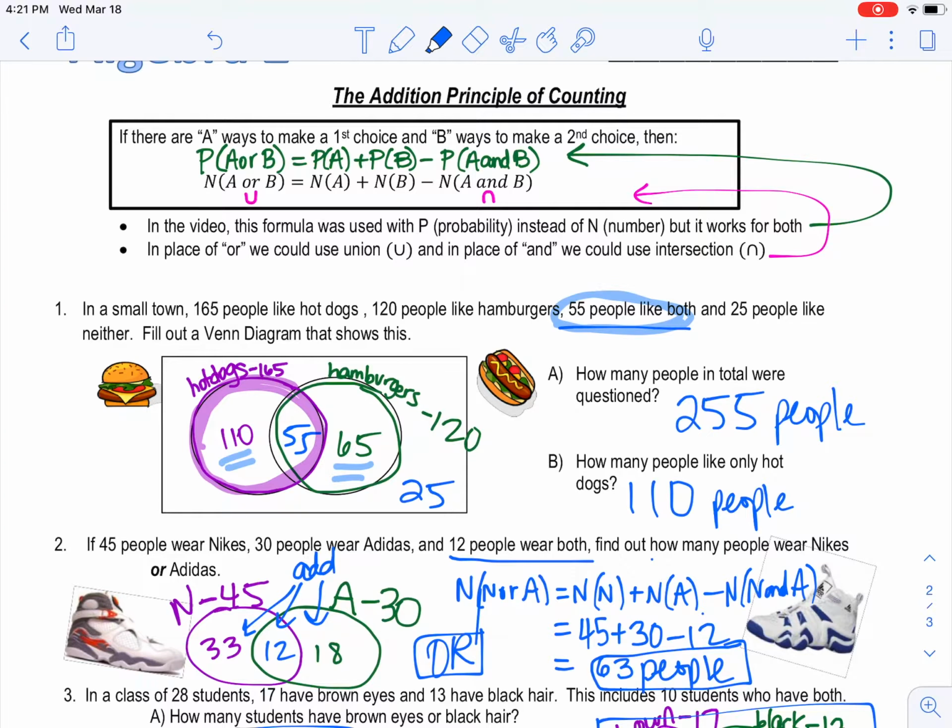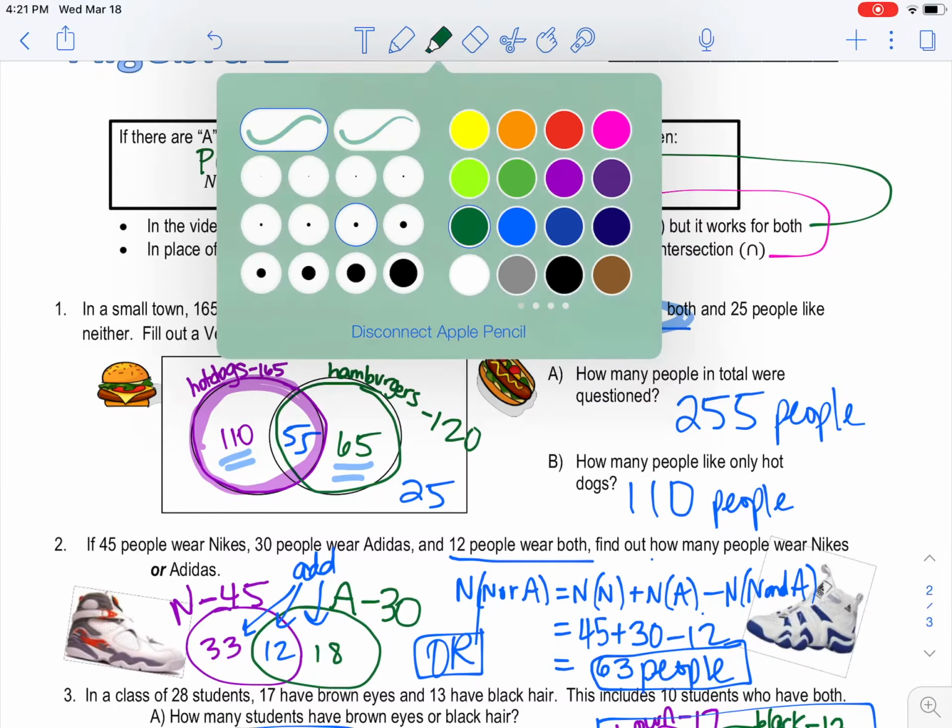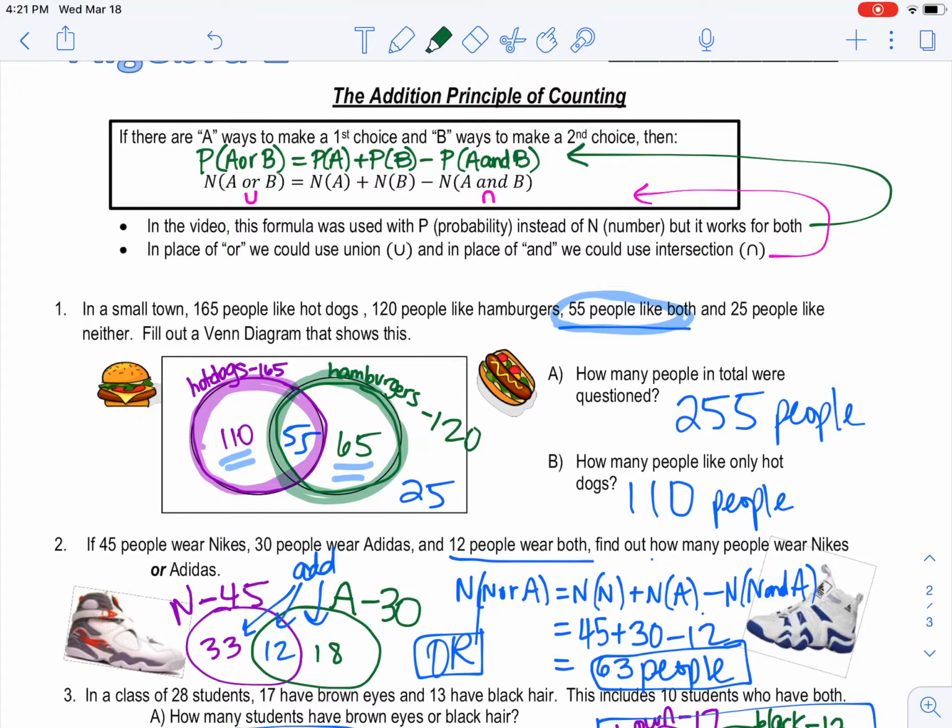A lot of you, when I was looking at the notes, counted that overlap twice right there, all right. Like I said, that entire circle I'm drawing right there, that's hamburgers, that whole thing has to add up to 120. So what you have to do is take the overlap, put that in the middle, and then subtract the overlap from both of the numbers by themselves.